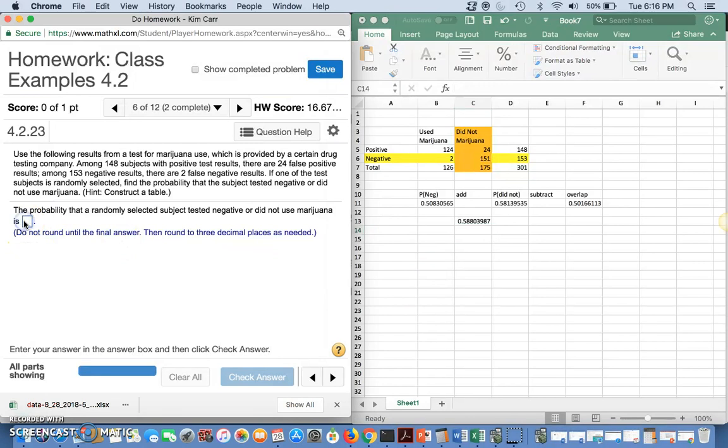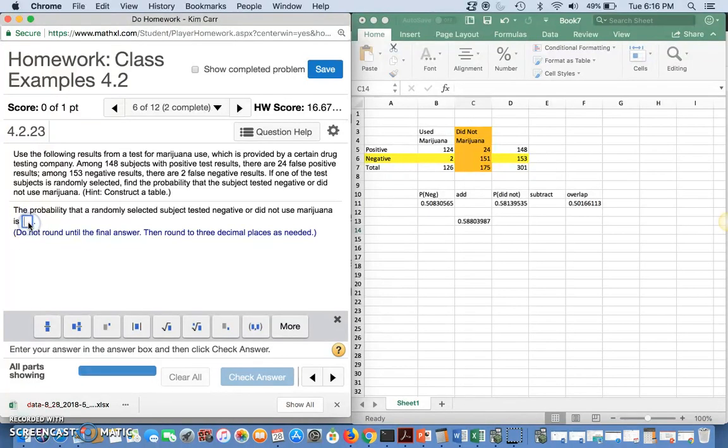Okay, what do we get? Rounded to 3 decimal places, 0.588.